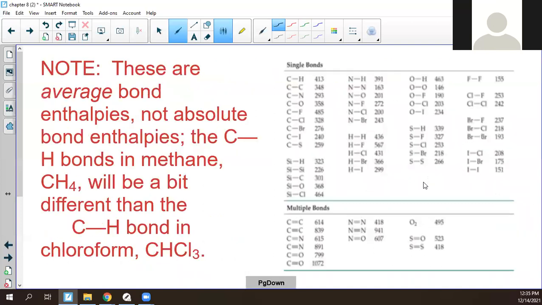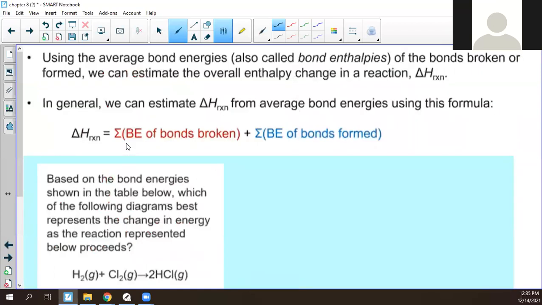All right, next. Note, these are averages, not exacts. Don't stress about it. This is where we'll start doing stuff. Using the average bond energies or enthalpies of bonds broken or formed, we can estimate the overall enthalpy change in a reaction, or delta H of a reaction. We've done this before, just a different way.